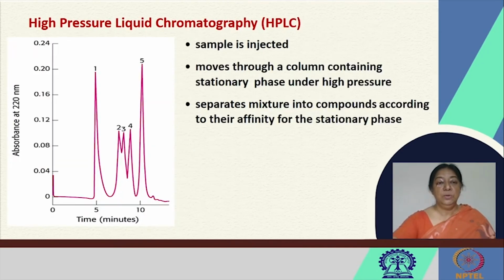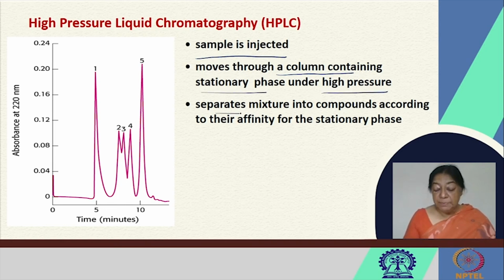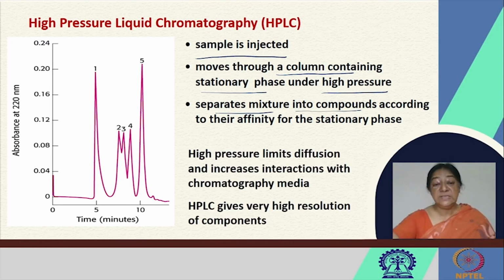As we do so, we can look at a method called high pressure liquid chromatography. Here we have the movement through the phase under high pressure. This separates the mixture into the compounds according to their affinity for the stationary phase. This is a method that limits any diffusion possibilities because of the high pressure being applied, and it gives very high resolution of our components.